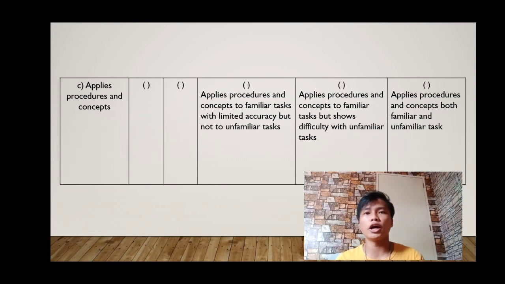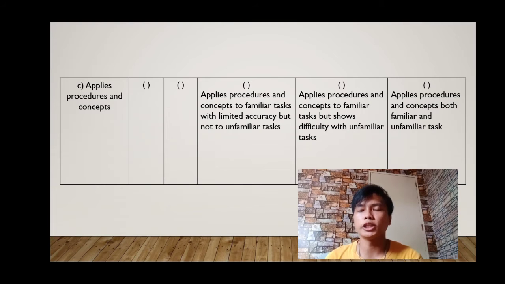So let's proceed to another category, which is competent. In the competent category, the students apply procedures and concepts to both familiar and unfamiliar tasks. They can apply the knowledge they get from the instruction to familiar tasks and unfamiliar tasks, both of them. So we're done with the third cognitive task, which is applying.